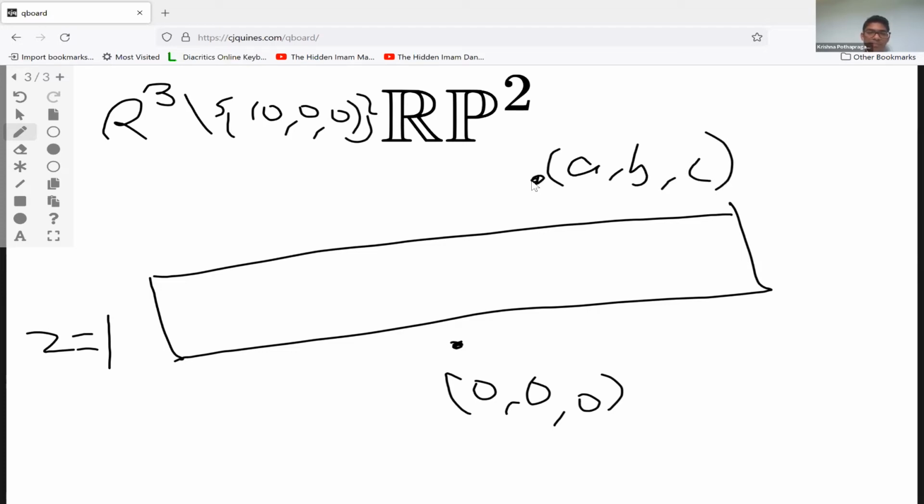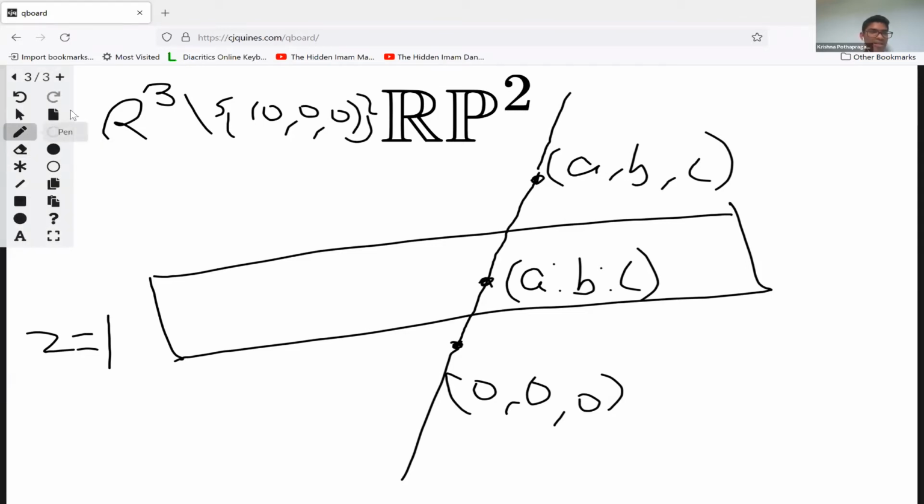So we will take a point A, B, C. I'm going to draw the line between 0, 0, 0 and A, B, C, and this line can extend either way. It will intersect z equals 1. In real projective plane coordinates, we say this is A colon B colon C.